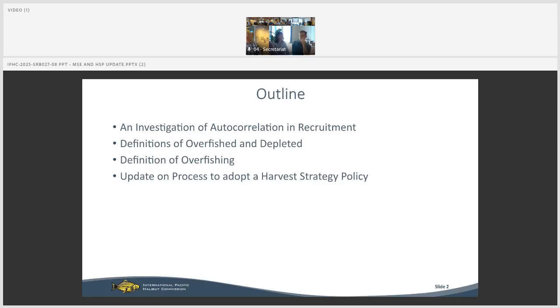Perfect. Okay, so the outline of this management strategy evaluation, harvest strategy policy talk is 4 major topics. As I said, the first one is going to be a continuation of the investigation of autocorrelation in recruitment. Then we'll talk about the definitions of overfished or depleted, the definition of overfishing, and then an update on the process to adopt a harvest strategy policy. I think we'll get through this first bullet point today. That would be a nice extension to the assessment talk.